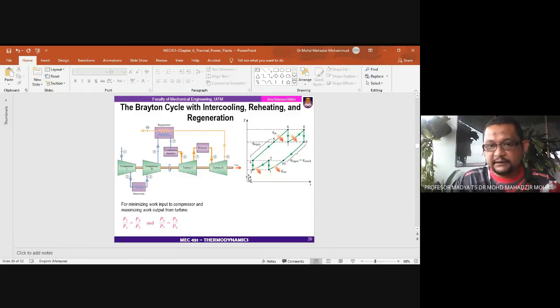As you see in the TS diagram, the pressure ratio in the compressor, P2 over P1, is equal to P4 over P3. That is for the compressor. The same happens in the turbine, where the maximum pressure P6 over the minimum pressure P7 is equal to P8 over P9. This is the pressure ratio of the turbine.